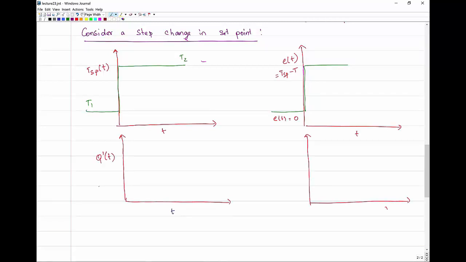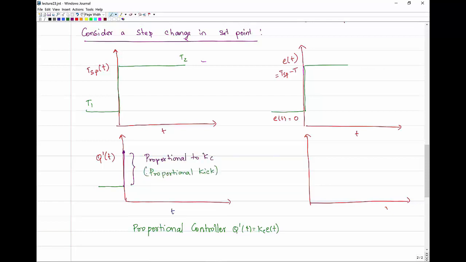When there is a step change in the control error, the proportional and integral controllers respond differently. With a proportional only controller, the step change in the control error leads to a spike in the input at the instant when the step change occurs. And this spike is going to be proportional to the control error. And the proportional constant is Kc, the controller gain. The spike is also sometimes referred to as proportional kick.